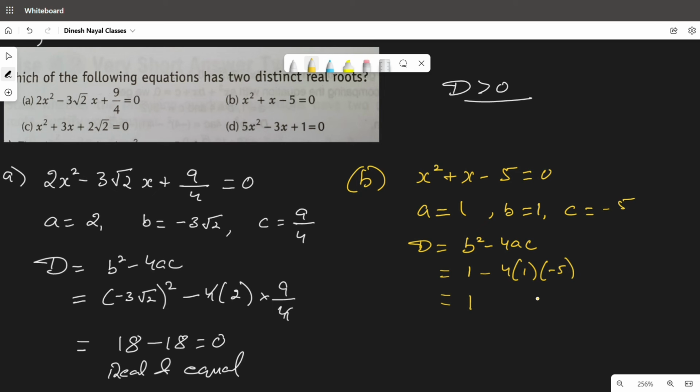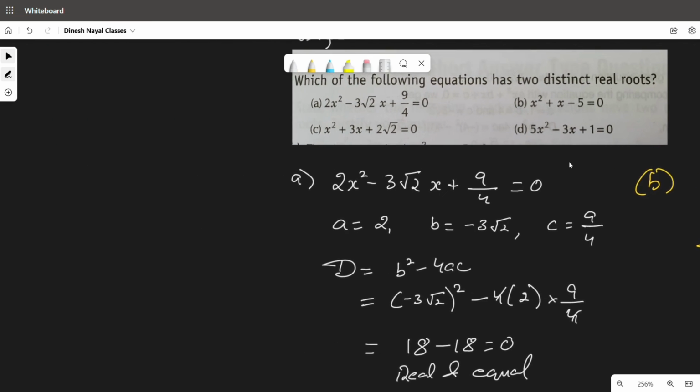Actually, minus and minus will become positive, so this will be plus 20. 4 5s are 20. Minus 4 into minus 5 is plus 20. So 1 plus 20, that is equal to 21. So this is greater than 0. Hence it has two distinct real roots. The roots are real and distinct. So B is the answer. B will be the answer, but we will be checking C and D also.